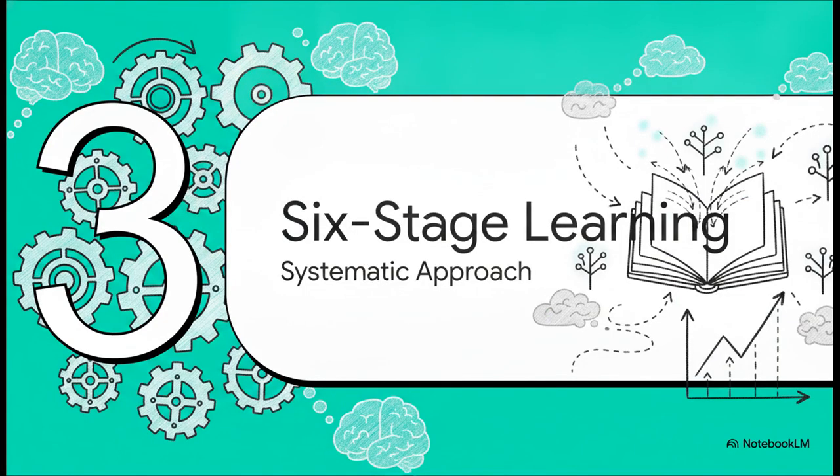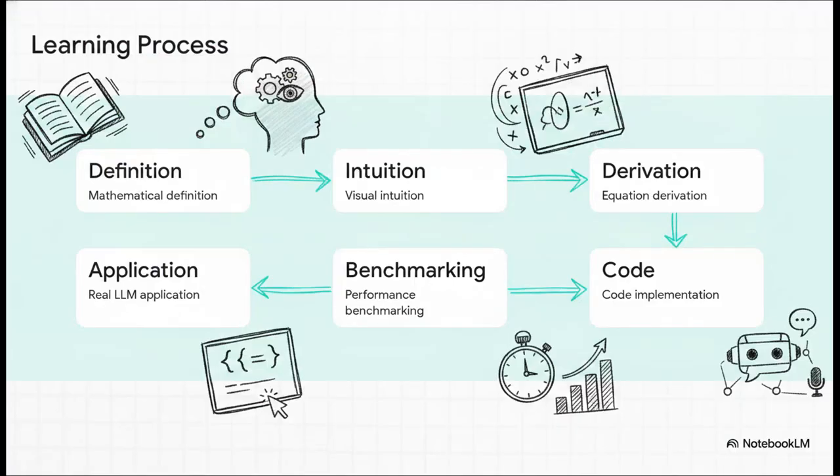Section 3, the six-stage learning process. So, how exactly does this book systematically rebuild your foundational knowledge without completely overwhelming you? The crucial point here is this rigorous six-stage learning process. This isn't just passively reading dense academic theory. For every single core concept, you start with a clear definition, followed by intuition, so you actually grasp the why.